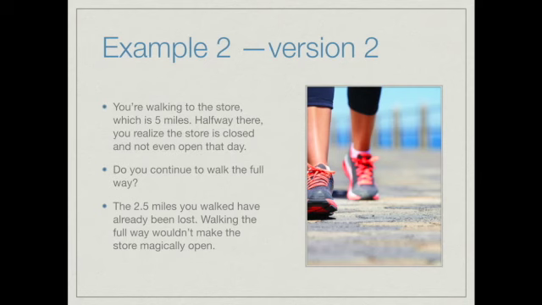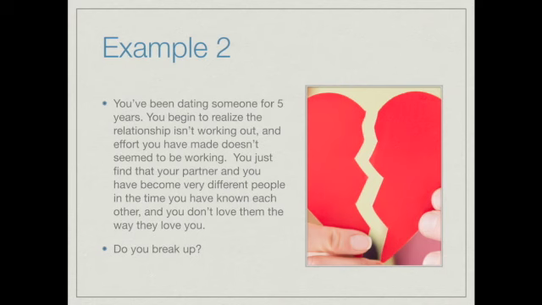And this is called the sunk cost fallacy, and it's pretty easy to see here. The 2.5 miles that you've walked already, they're gone. You've lost them. You're not going to get them back. Walking the full way won't make the store magically open. So the answer is that you shouldn't continue to walk the full way unless you just enjoy walking. And in the previous example of the relationship, you should probably break up with your partner if it's just not working out. That time is lost. You're not going to get that time back.